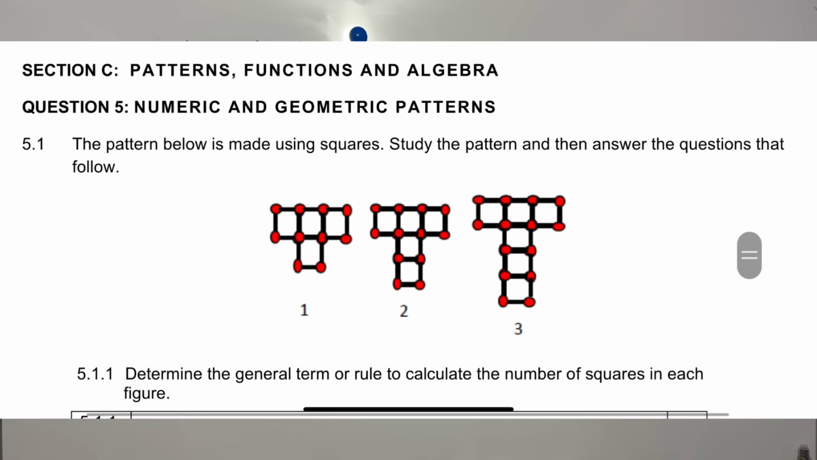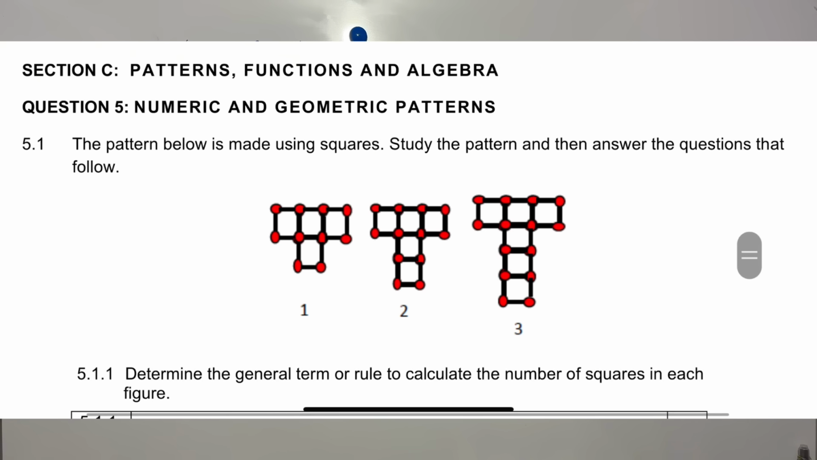Alright, let's have a look at question 5. Numeric and geometric patterns. The pattern below is made using squares. Study the pattern and answer the questions that follow. Determine the general term or rule to calculate the number of squares in each figure. Now, let's just take a moment to breathe. Determine the general term or rule.